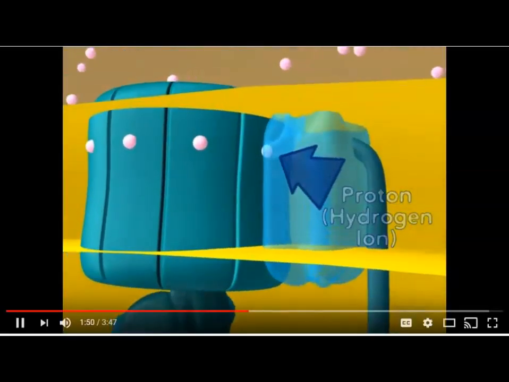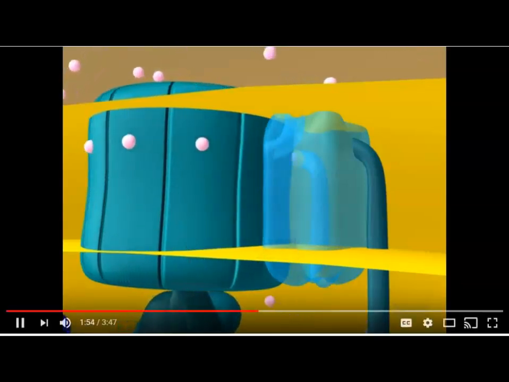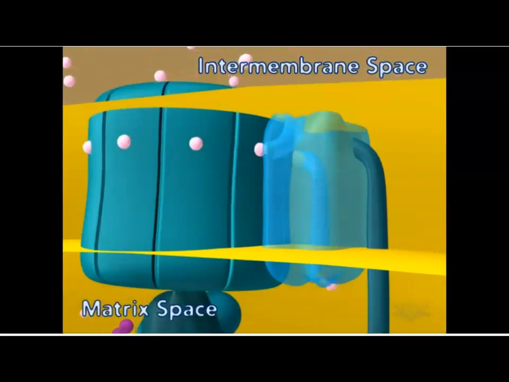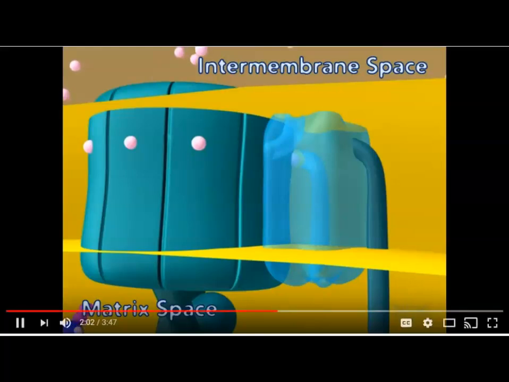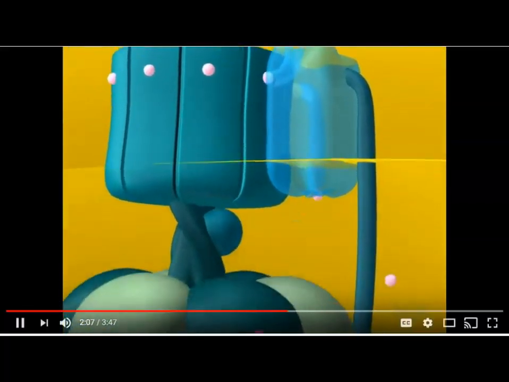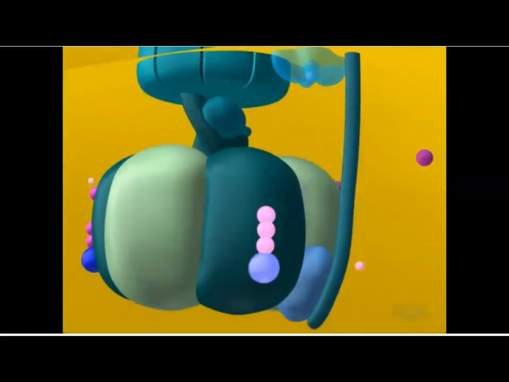You can see here that the hydrogen ions attach to the ATP synthase, and then it actually transfers hydrogen atoms to the matrix space. And when that comes in, that actually rotates in, that brings in another hydrogen, and that actually causes a turn on this protein.